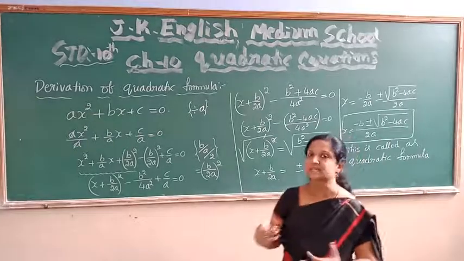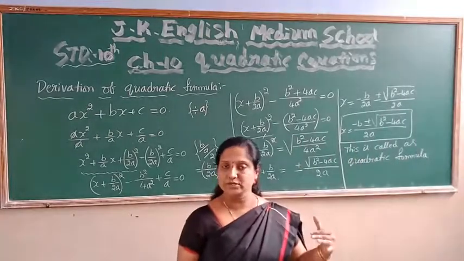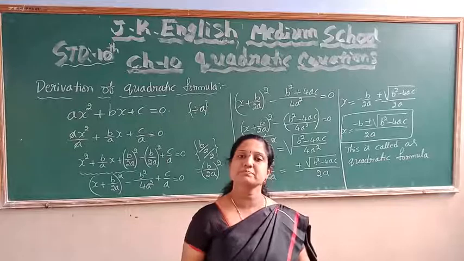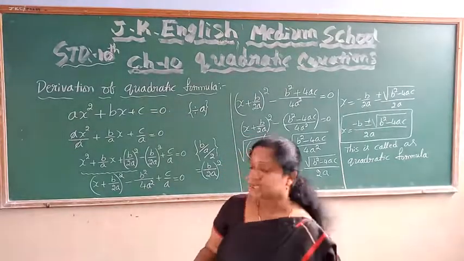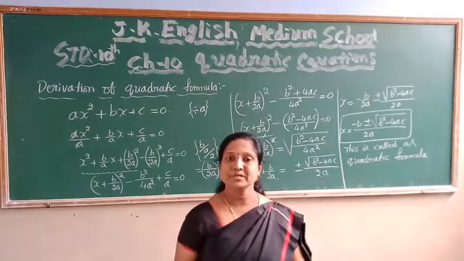So here it has two roots. Once we use the minus sign and once we use the plus sign. So we have two roots. Children, write down this much.